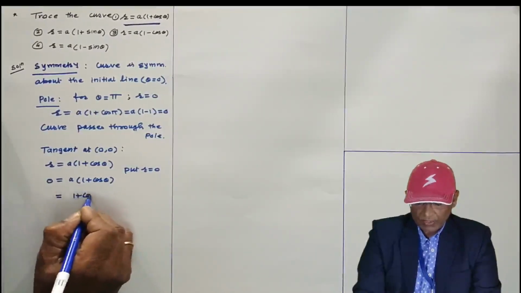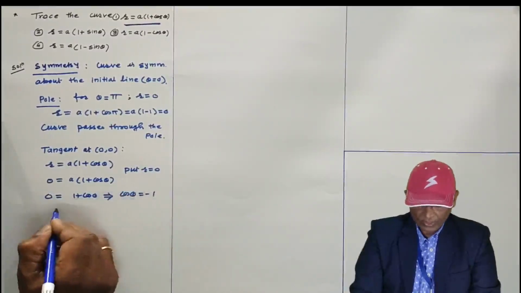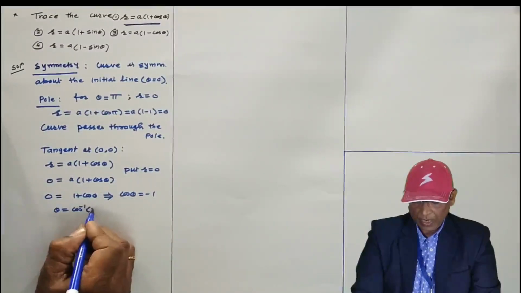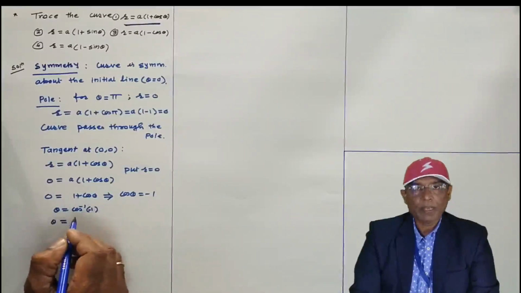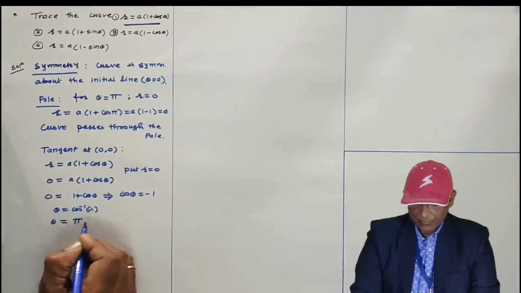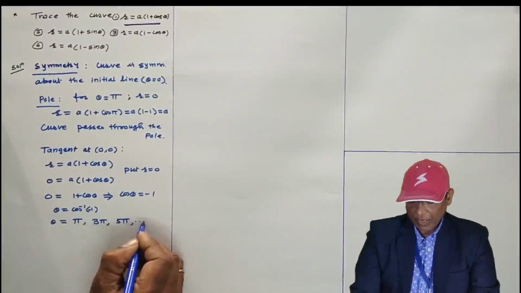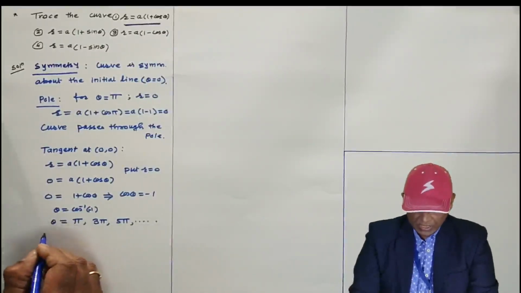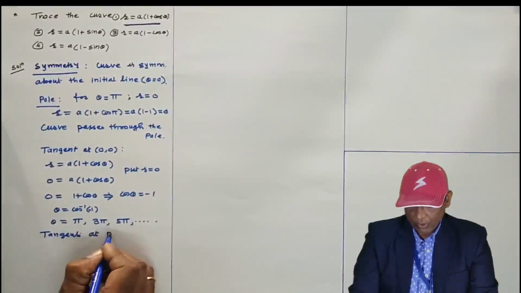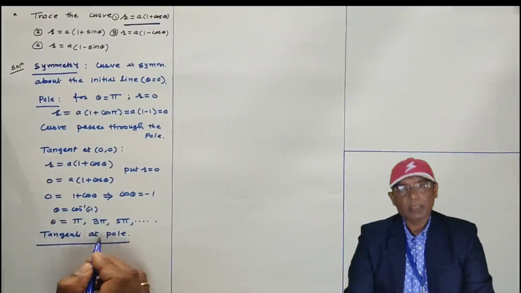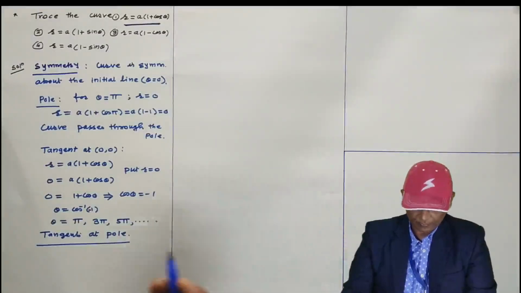Then 1 + cos theta = 0. This implies cos theta = -1. Therefore, theta = cos inverse of -1, which is a many-valued function. The cos inverse of -1 is pi, 3 pi, 5 pi, 7 pi, and so on. All these are the tangents at the pole. Tangents at the pole are theta = pi, theta = 3 pi, theta = 5 pi, theta = 7 pi, theta = 9 pi, and so on.